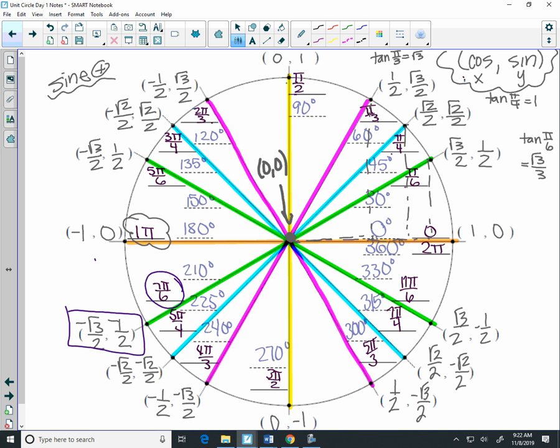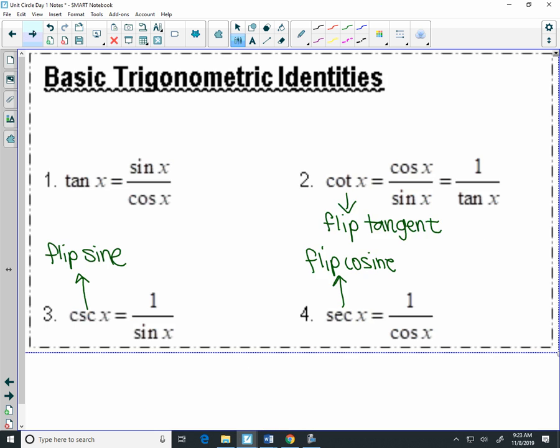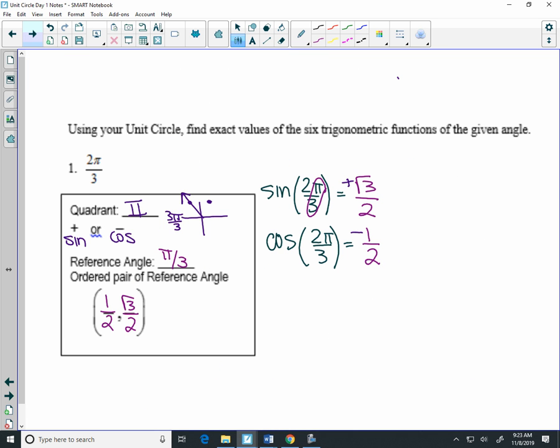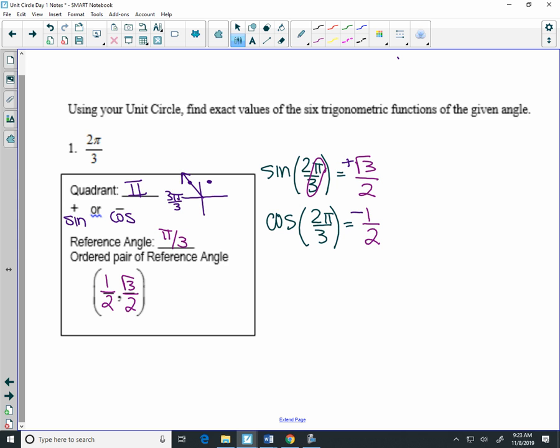Again, everything is positive in quadrant 1. Sine is positive in quadrant 2. That means tangent is negative there. Tangent is positive in quadrant 3, and cosine is positive in quadrant 4. So let's get to those problems. You do have this in your packet. Let's get to this problem where we're doing all 3 and build on what we had yesterday.